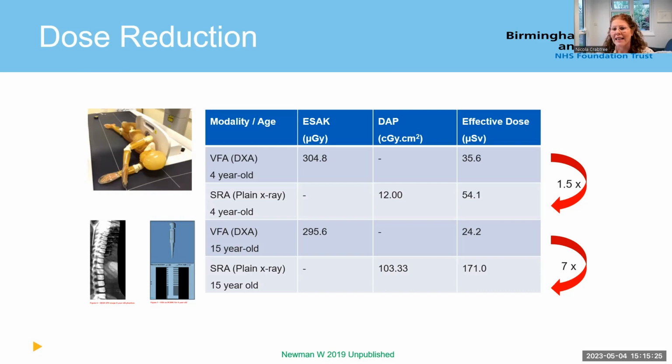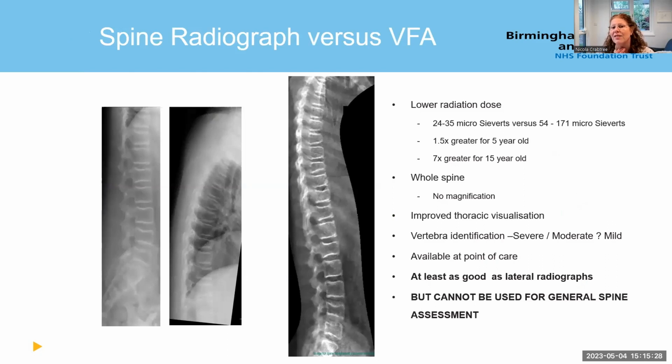So to bring all of that together, we can see that the advantage of using vertebral fracture assessment via DEXA is a lower radiation dose. We can see the whole spine in the image, so we can identify clearly where that vertebral fracture has occurred. We have improved visualization in the thoracic region with no magnification, and we have good identification of severe and moderate fractures. It's available at point of care, and that's very important if we want to be able to identify and act on these vertebral fractures.